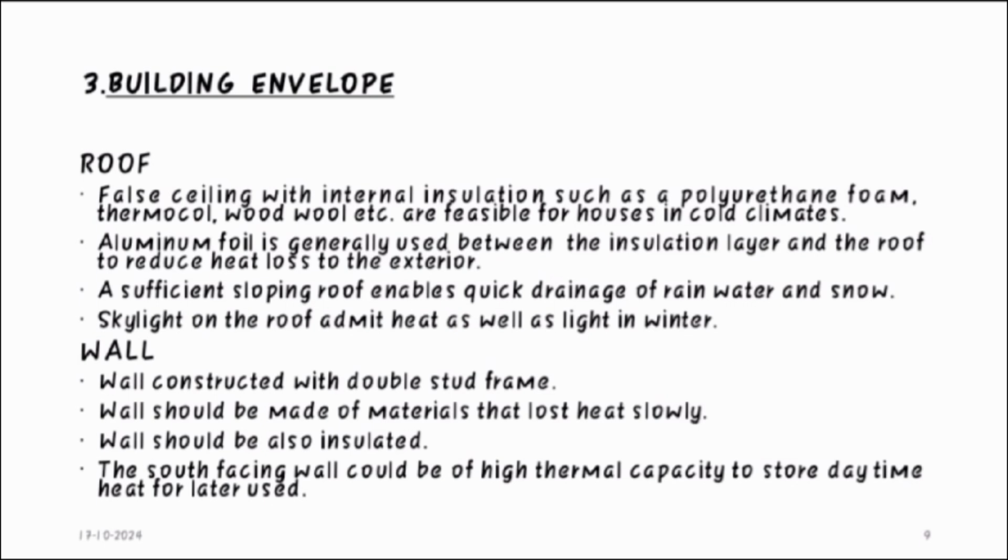Next one is building envelopes. First is roof. False ceiling with internal insulation such as polystyrene foam, thermocol, wood wool, etc. Next, aluminum foil is generally used between the insulation layer and the roof to reduce heat losses to the exterior. The sufficient sloping roof enables quick drainage of rainwater and snow. Skylight on the roof admits heat as well as light in winter.